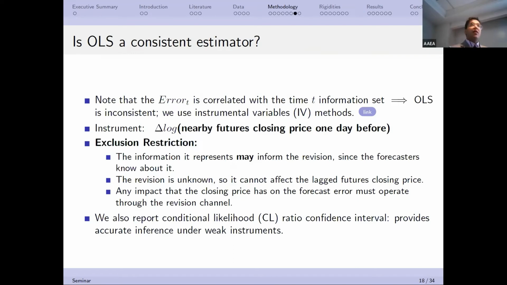And as I said, the error term is correlated with the time t information set, so that results in endogeneity. As a result, we are using the instrumental variables regression, where the instrument is the change in log nearby futures closing price 1 day before the USDA reports are released. We also try to do a sensitivity analysis wherein we are changing the instrument from 1 day to 2 days, 3 days, up to 15 days before the USDA reports are released. However, our results remain consistent with no change.